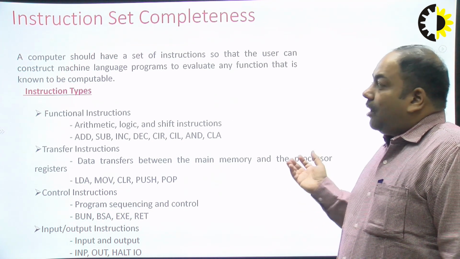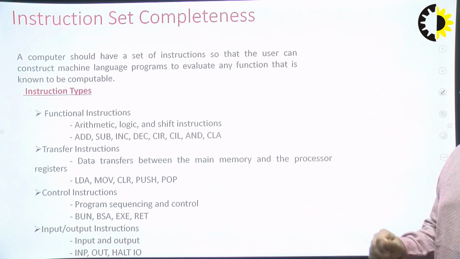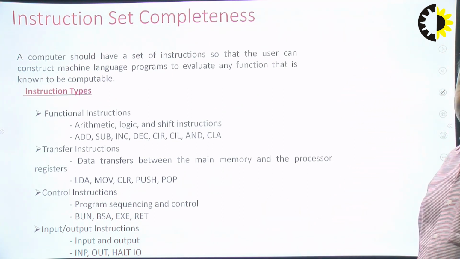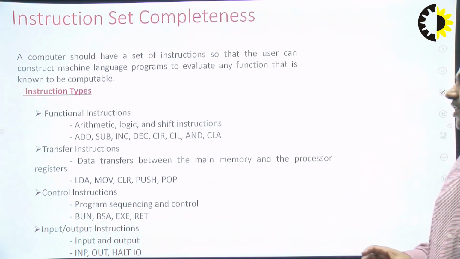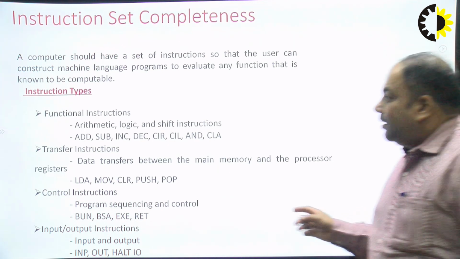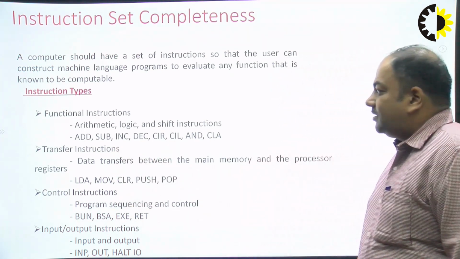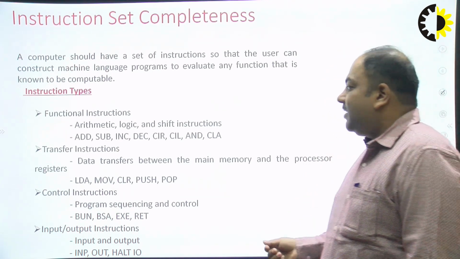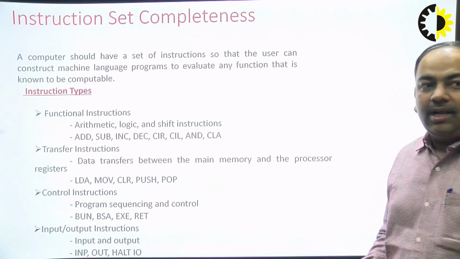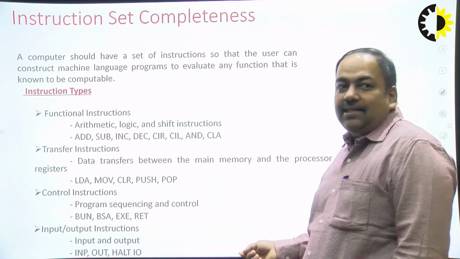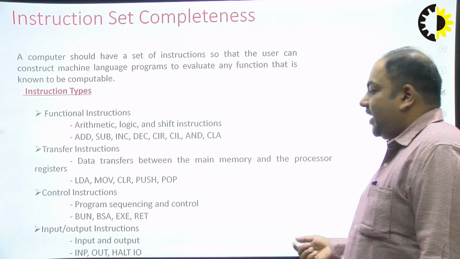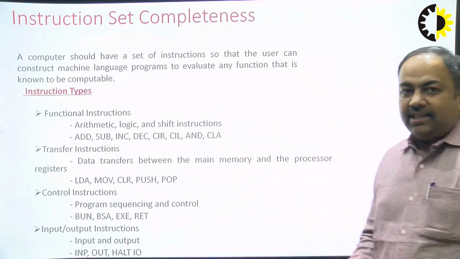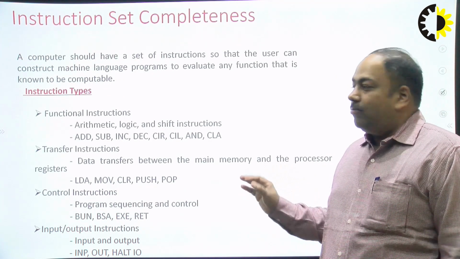Next, how many types of instructions? There are 4 types of instructions. First is functional instruction. Functional instruction constitutes all the arithmetic, logic and shift instructions, like ADD. Add means addition, SUB means subtraction, INC means increment, DEC means decrement, CIR is circular right, CIL is circular left, AND is logic AND or XOR. All these logic operations come under functional instruction, and CLA is clear accumulator.